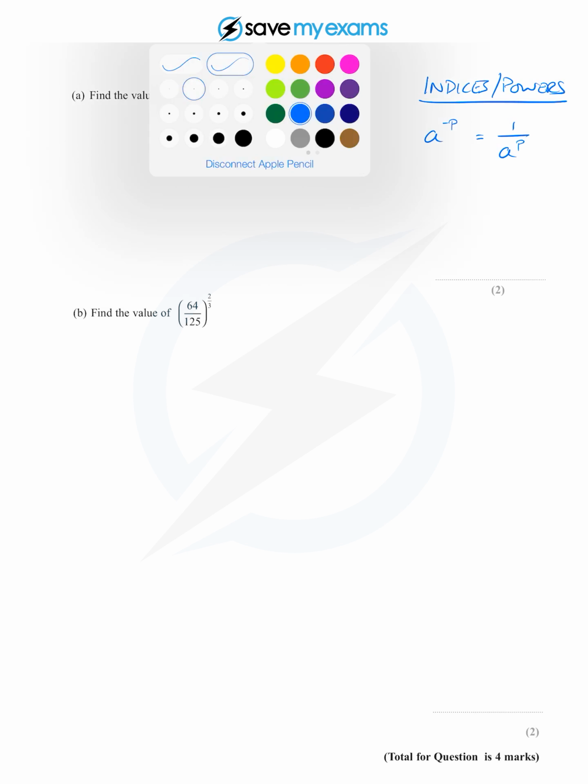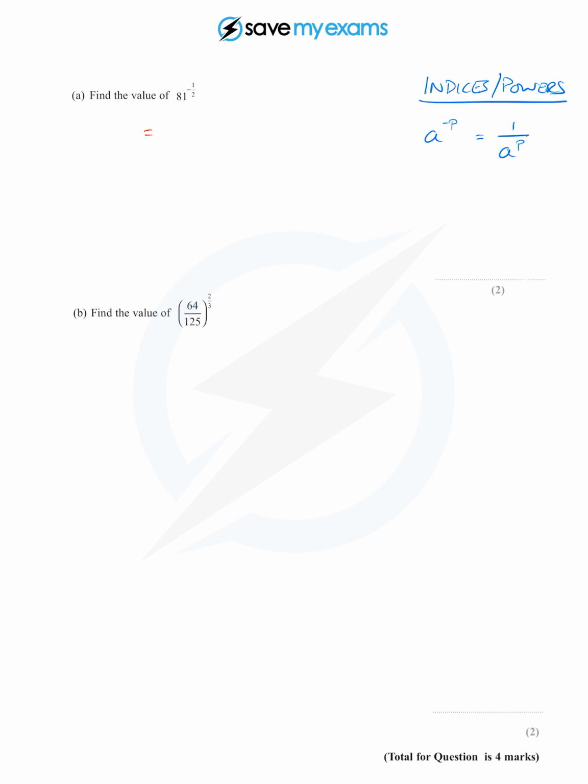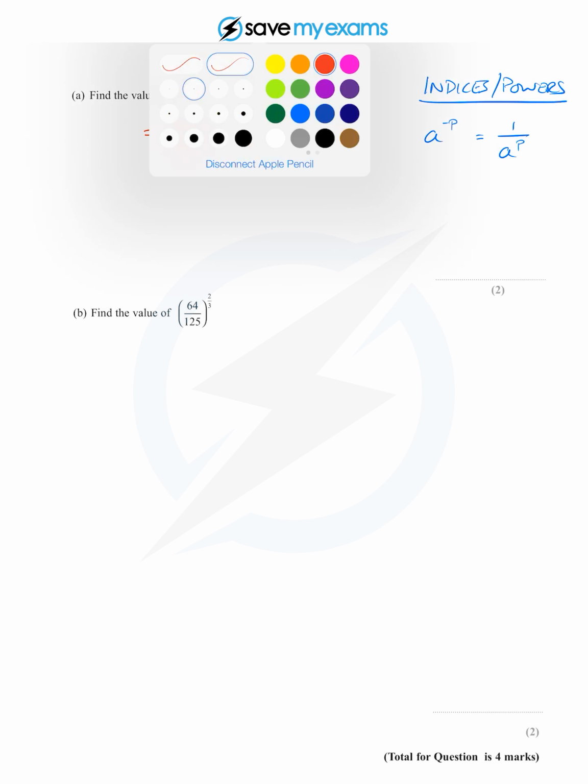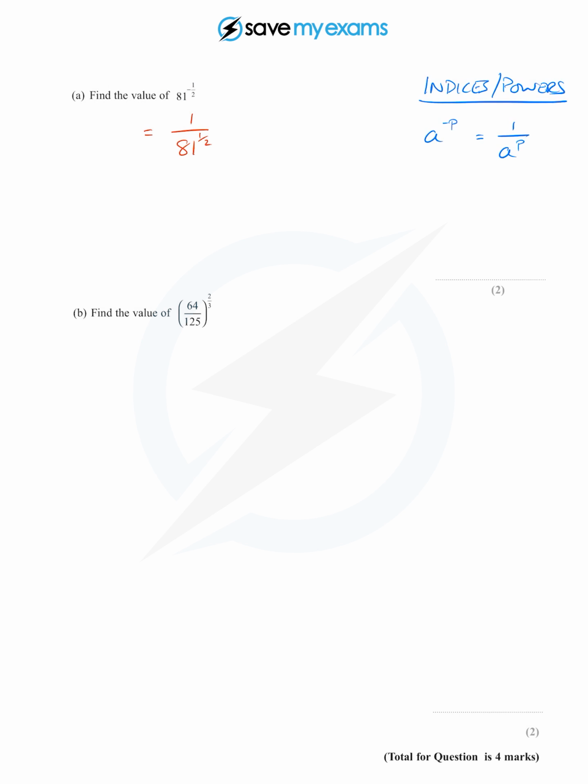So the first thing I can do here is write down that this is 1 over 81 to the power of a half. And now all we need to do is know what to the power of a half means. Well, there is a rule that tells me that the square root of a is a to the half. Okay, and these are the two rules that I need to know for this question. If you want to think about why the square root of a is equal to a to the half, think about multiplying it by itself. Square root of a times the square root of a is a, and a to the half times a to the half, add the powers, is a to the 1.